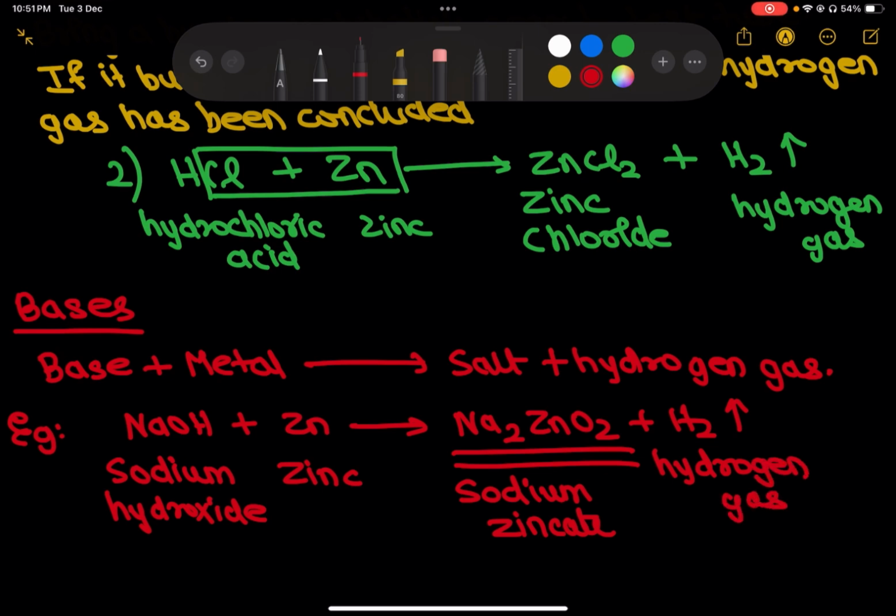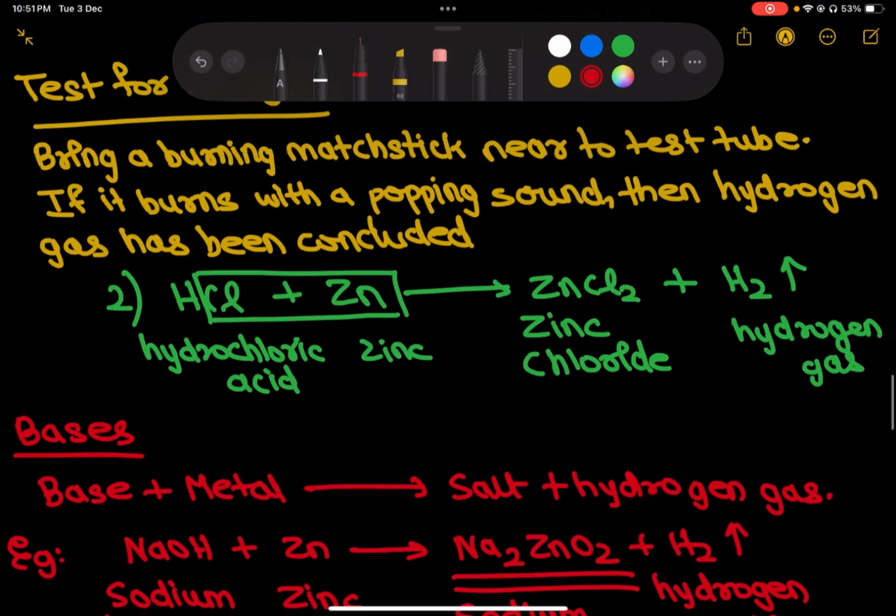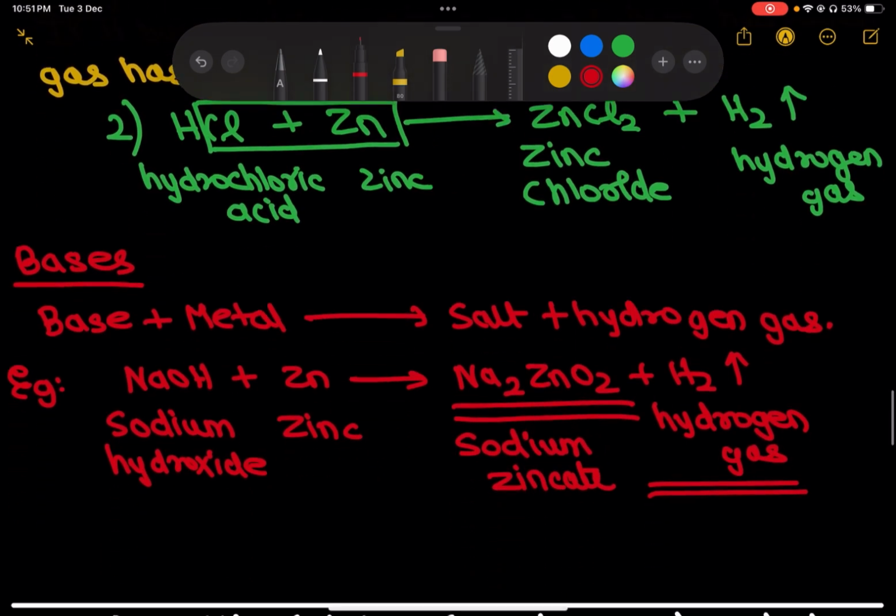Okay, so the reaction is sodium hydroxide plus zinc. It gives sodium zincate plus hydrogen gas. Okay, so this is the way in which bases, some of the bases, react with metals to give salts and hydrogen gas. Okay, again for hydrogen gas, the test is the same one, the popping sound test. No difference, right? Okay, moving on.